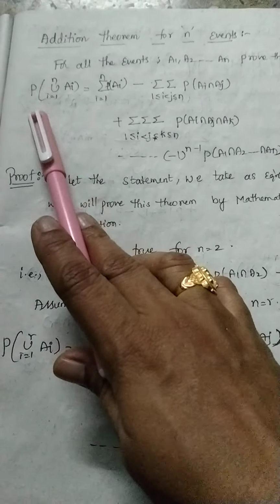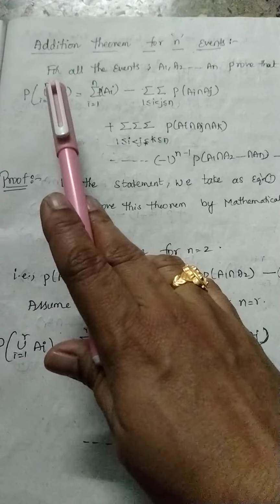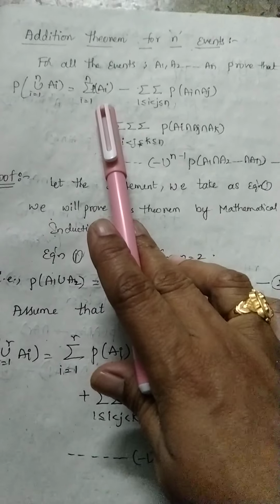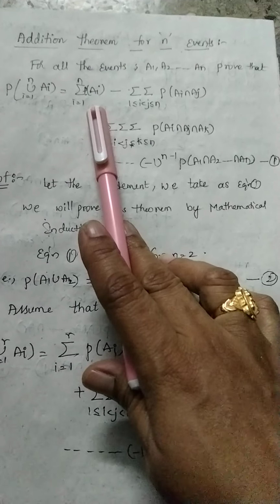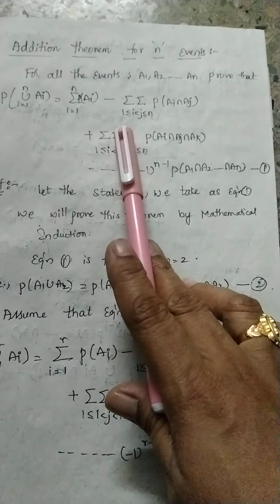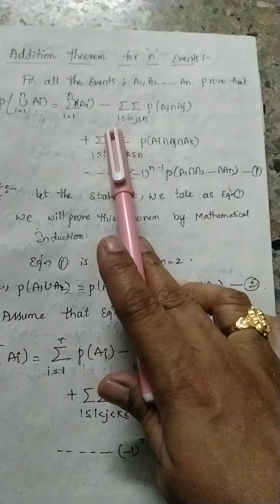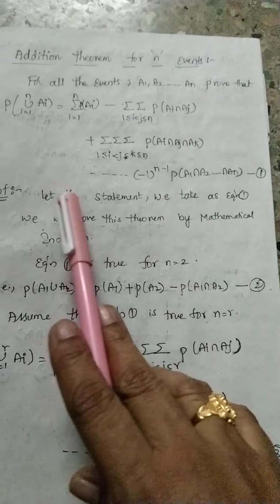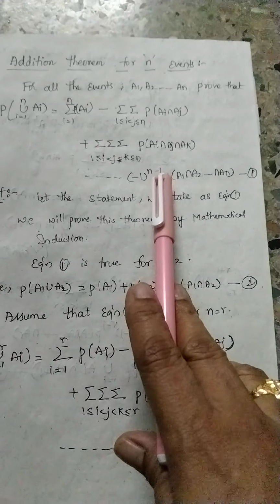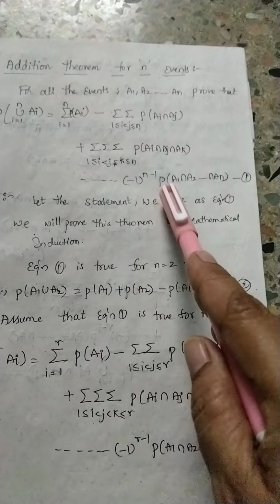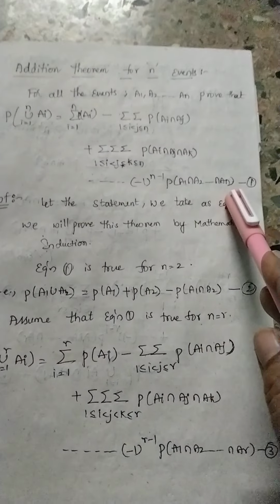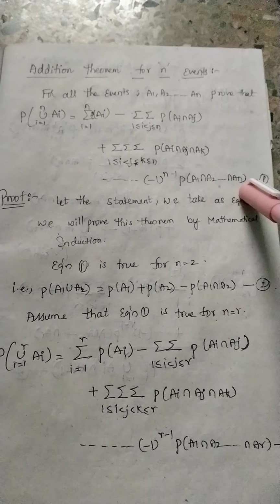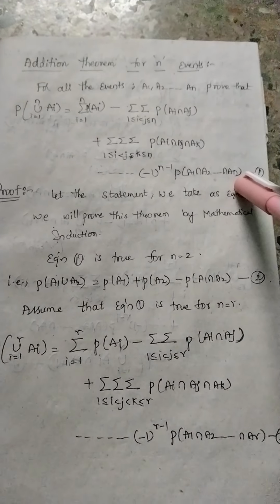which is nothing but the probability of A1 union A2 union and so on up to An, equals the summation i equal to 1 to n of probability of Ai, minus the double summation where i and j lie between 1 to n of probability of Ai intersection Aj, and so on, up to minus 1 whole to the power of n minus 1 into probability of A1 intersection A2 and so on up to An. This will be your first equation. Let us take it as the first equation.